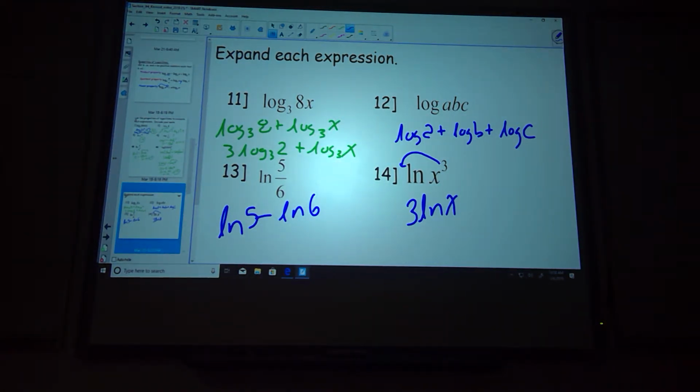Logarithms aren't that tough, are they? Basically, 4 basic rules. Expand by multiplying where you add everything, dividing where we subtract. So if it's in the denominator, we'll have subtract.